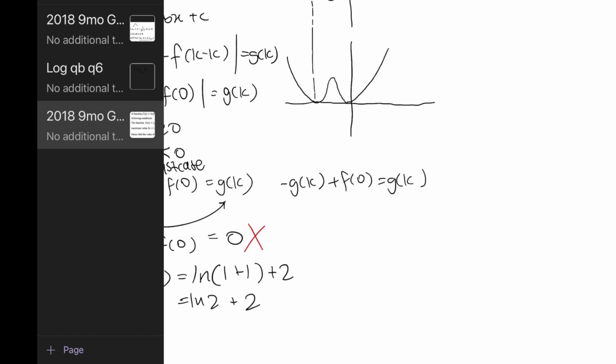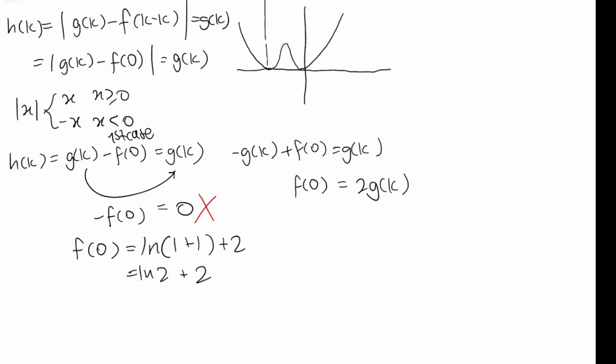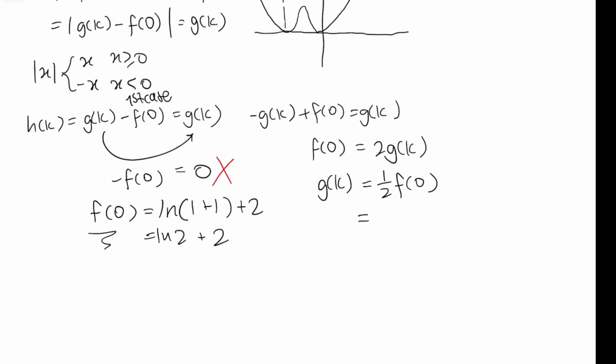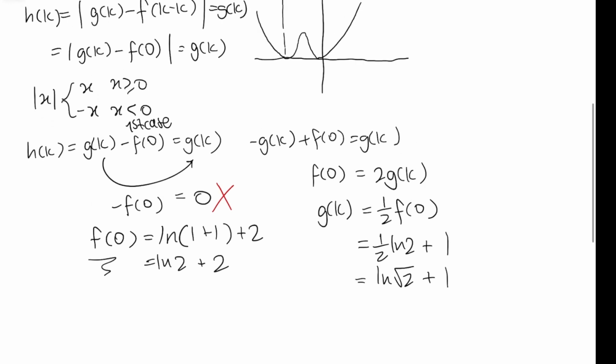Here we can see that f of 0 is equal to 2g of k, which means that since we're interested in g of k at the end, we will find that g of k is equal to half f of 0. We already found what f of 0 was here. We can rewrite this as half ln 2 plus 1, or ln root 2 plus 1. This becomes our only feasible version of the absolute value function, and this will also become our first equation, which we will use later.